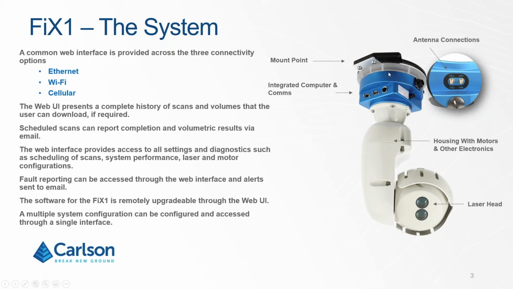As you can see here to the upper right portion of the screen, you can see the mount point, which is the apparatus that connects to the structure, which then connects to the FiX1. The blue piece down here is the integrated computer and comms. And on the back of it, you can see you have two antennas for both the cell and the Wi-Fi. The white body is where the housing with motors and electronics are stored. And then of course the laser head at the end, which is pretty obvious.